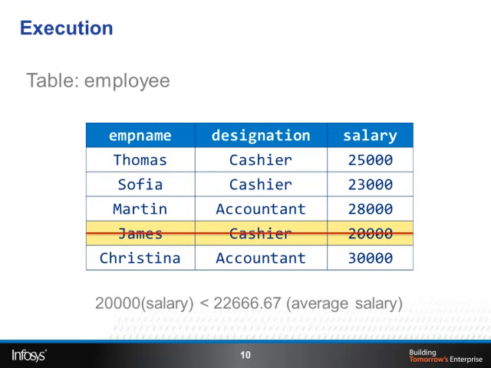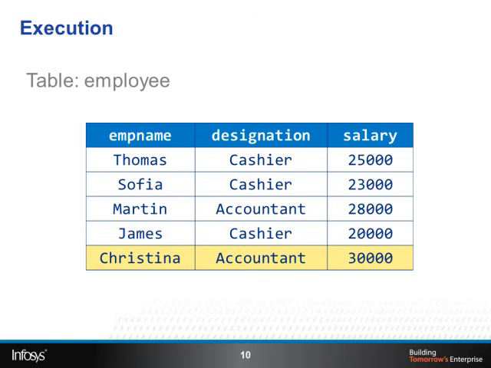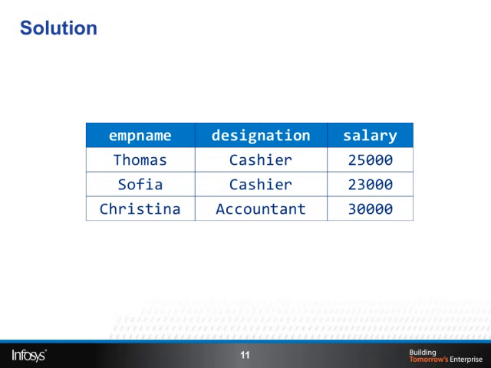The final record is that of Christina, an accountant. She draws a salary that is higher than the average salary of accountant and therefore is selected to be part of the output. This is the final output: the name, designation, and salary of those employees who draw a higher salary than the average salary drawn by other employees of the same designation.